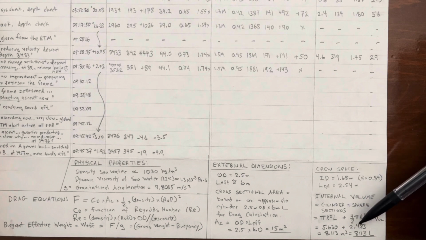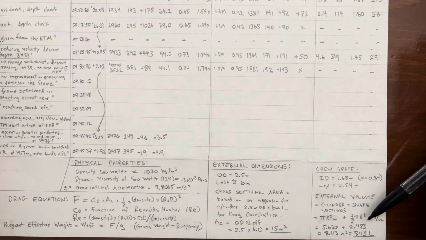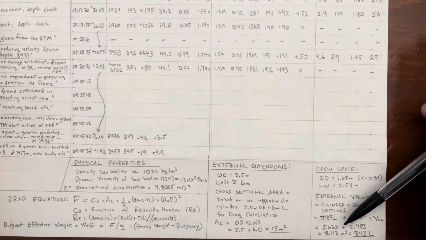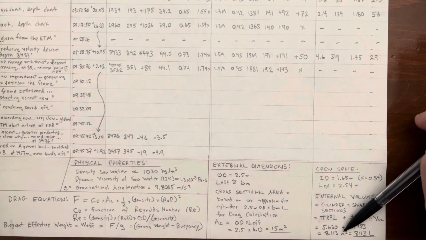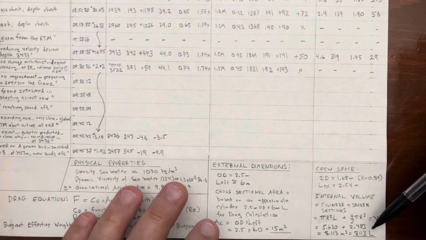So if we take the cylinder section, the volume is basically pi r squared times L. The volume of the 2 hemispheres together is an additional 4/3 pi r cubed. You get a volume of 5.63 plus 2.483, a total of 8.113 cubic meters, which is about 8,113 liters.